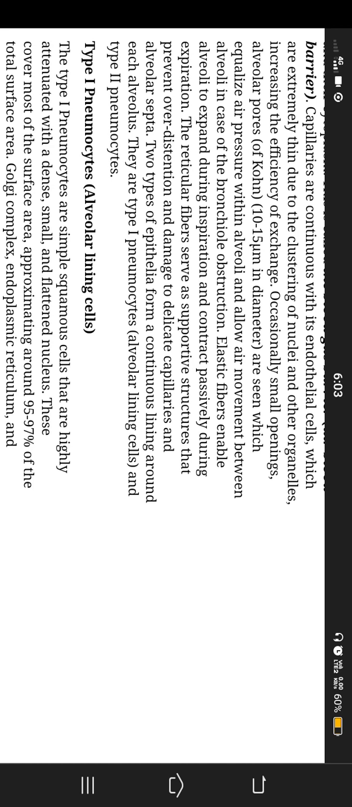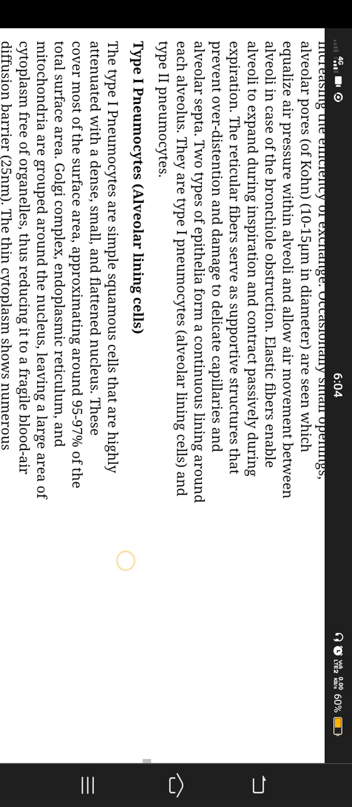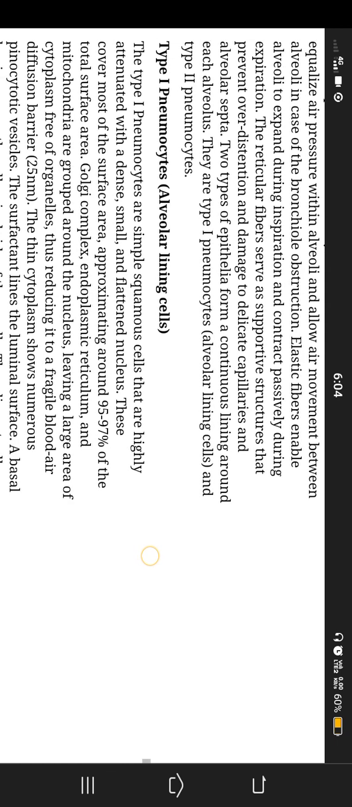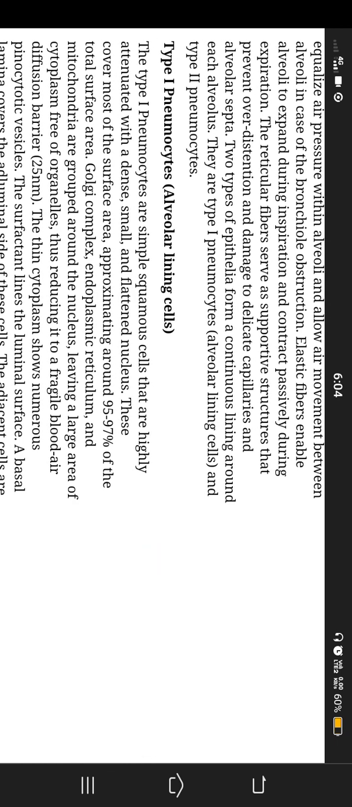Occasionally, small openings, alveolar pores, cone-like, 10 to 15 μm in diameter, are seen, which equalize air pressure within alveoli and allow air movement between alveoli in case of bronchial obstruction. Elastic fibers enable alveoli to expand during inspiration and contract passively during expiration. The reticular fibers serve as supportive structures that prevent over distension and damage to the delicate capillaries and alveolar septa.